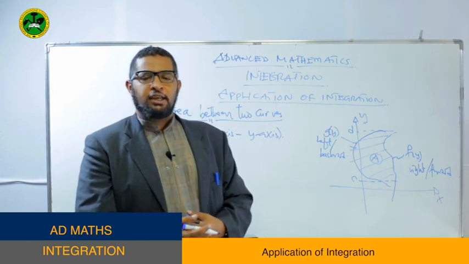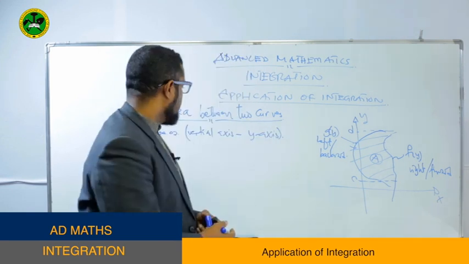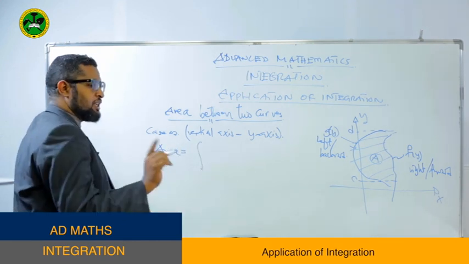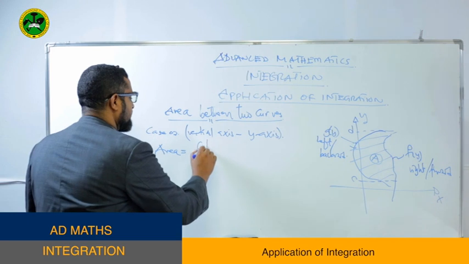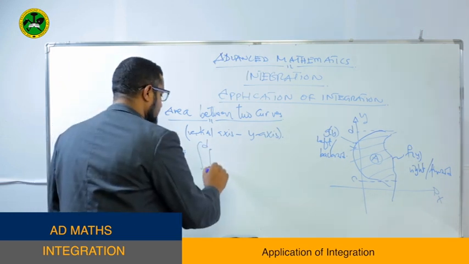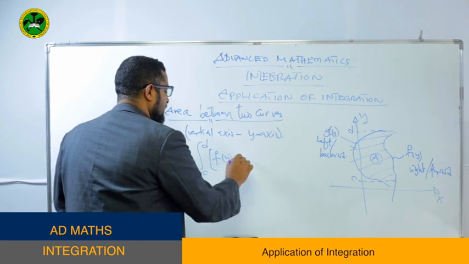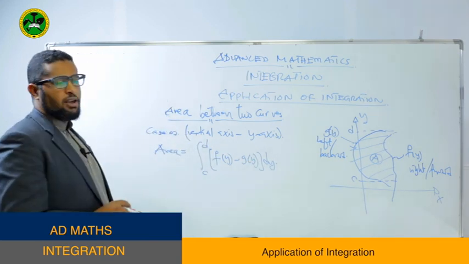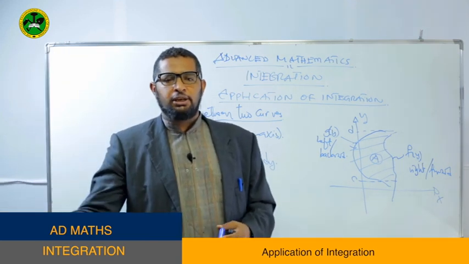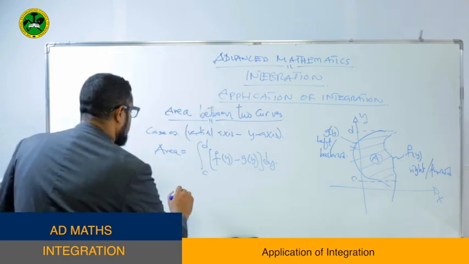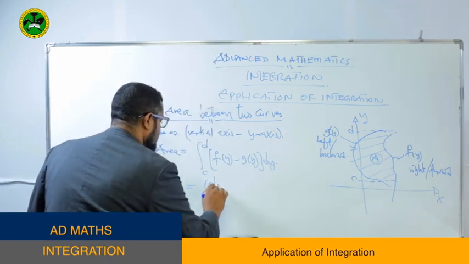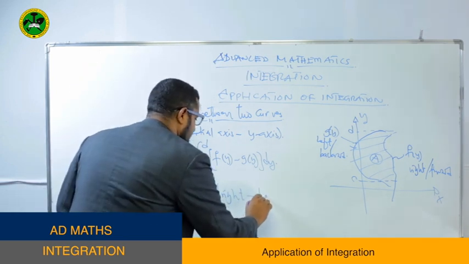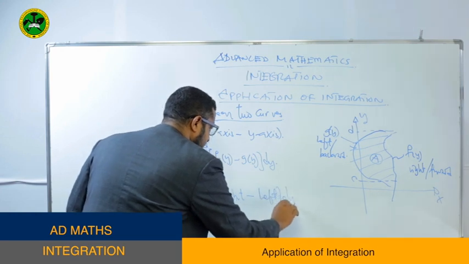Then how do we find the area of such a curve? The area is obtained by taking the integral from C to D of the two functions, f of y minus g of y, dy. So that is the formula. Again, you can use the words right function minus left function. So from C to D, we take the right function, the one in front of the other, minus the left function, then dy.